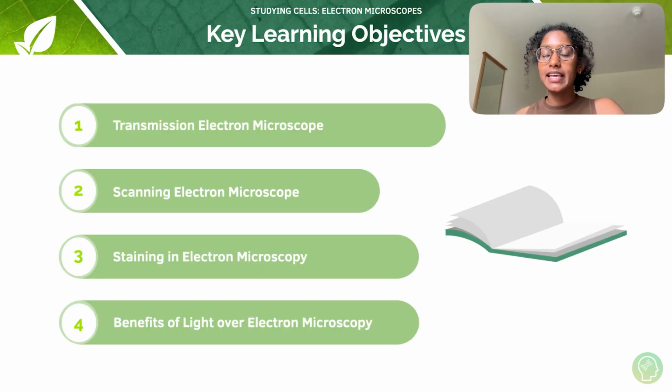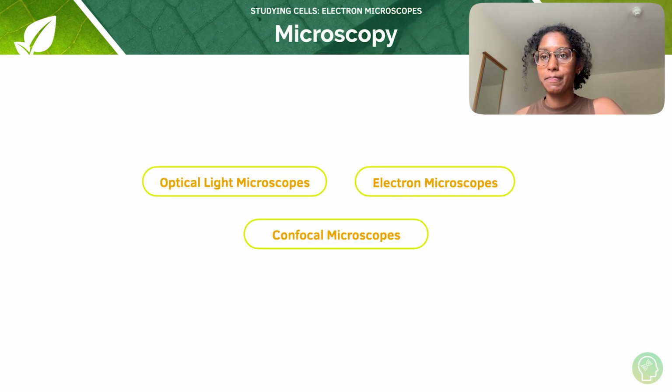So we have four key learning objectives for this tutorial. Number one, to have a look at the transmission electron microscope. Number two, the scanning electron microscope. Number three, staining in electron microscopy. And number four, the benefits of light over electron microscopy.